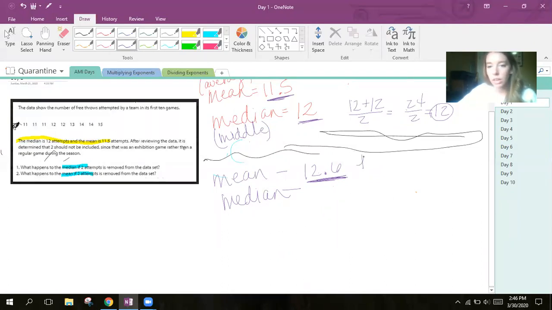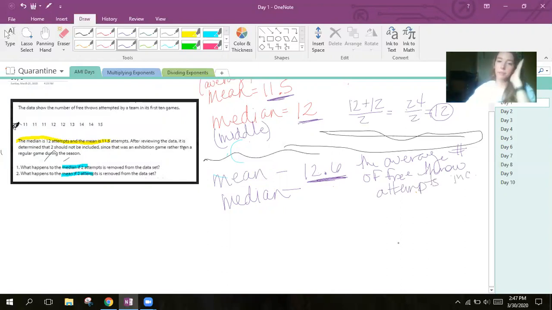So the average number of free throw attempts increased. Okay, so that is how you would answer that one. That's actually number 2. My bad, I got them backwards.